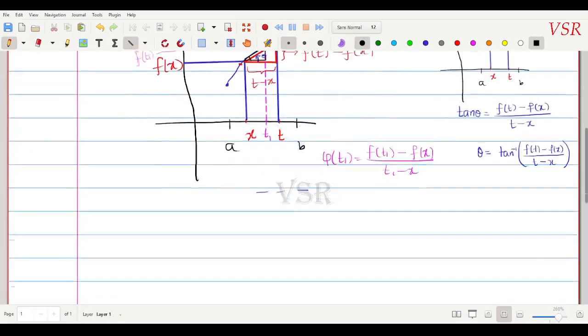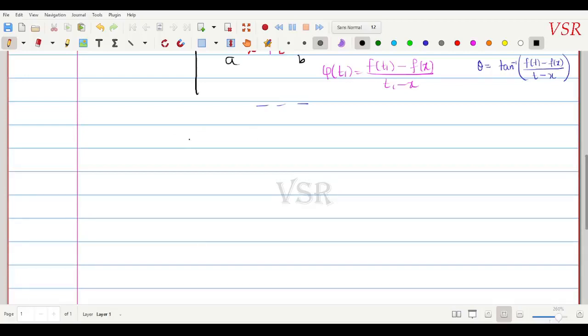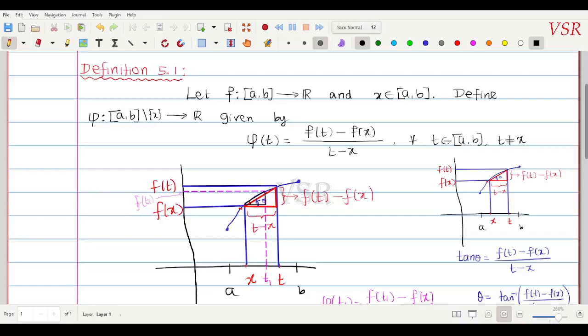Now let us come to this theory. Suppose the limit as t tends to x of phi of t exists. Let us assume this exists, which means the limit is going to be a number. Then, as t gets smaller, we keep getting different triangles. Finally you will end up with this straight line. This is going to be the straight line.